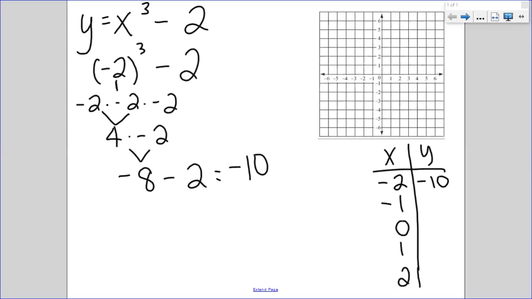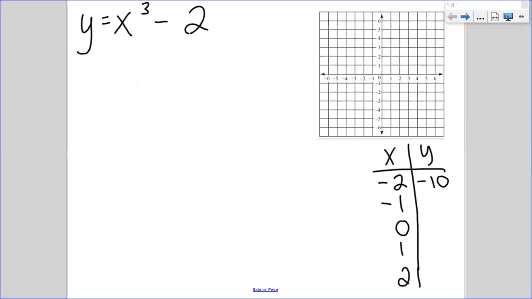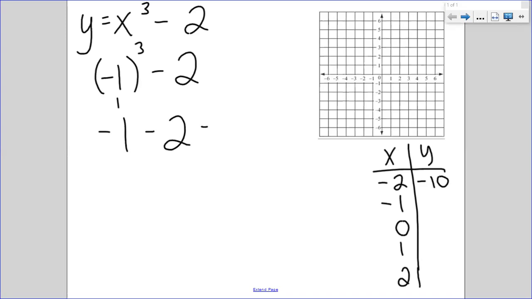Okay, now let's plug in -1. Okay, on your paper you would just keep going, but I want to keep it all on one page here. So x, take out the meat and just leave the bones. Then we go back and put the number in. Boom. Okay. So -1 times -1 is 1. 1 times -1 is -1. Minus 2, that is -3. Okay. So -3.